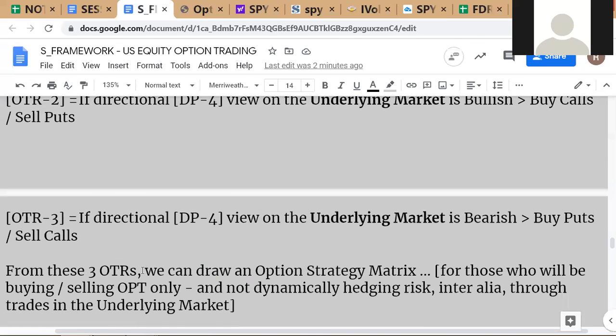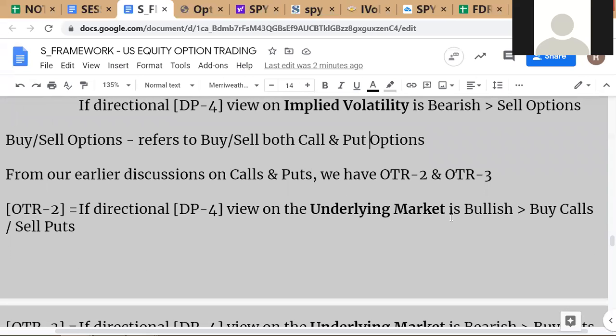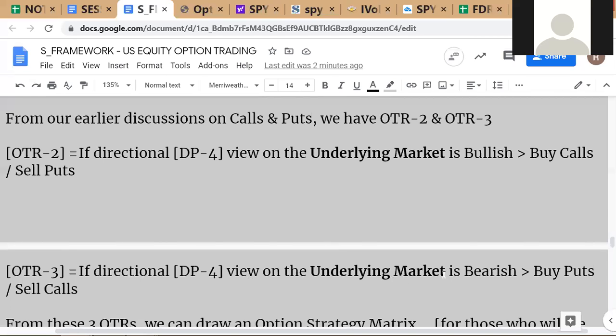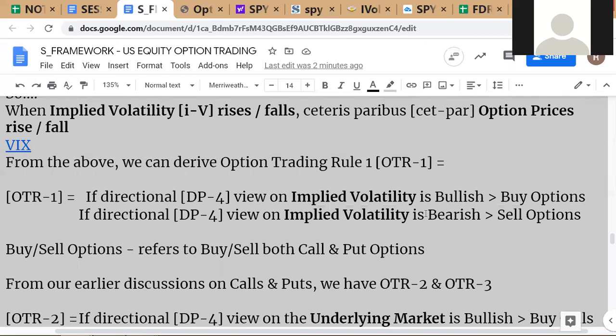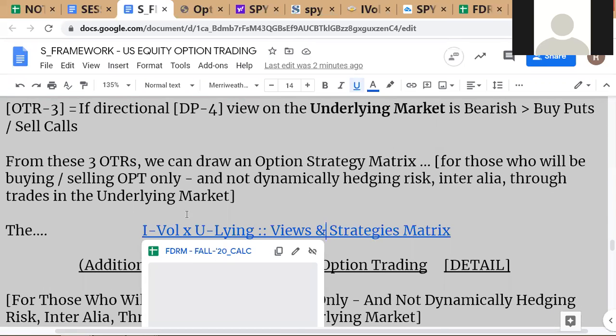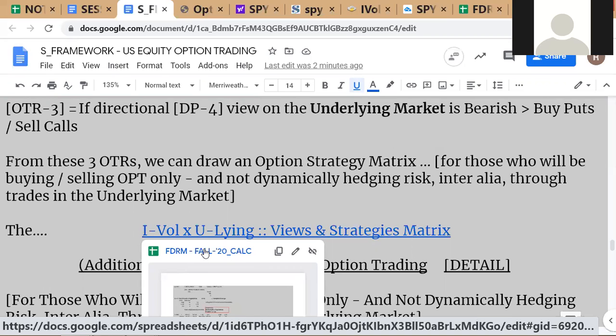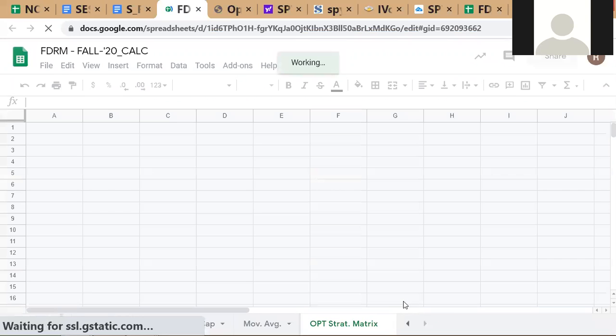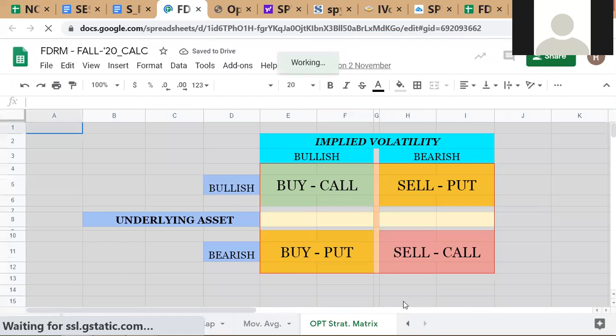Now, from these three, so this is OTR 2 and this is OTR 3. Now we combine OTR 1, 2 and 3. This is what is going to be very useful for you. This again is my own framework. You will not find it anywhere else, but this will be very useful for you to trade, do your project. I hope it goes to the right sheet. Google links are very smart now. They go to the right sheet.